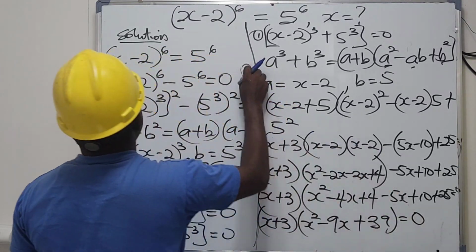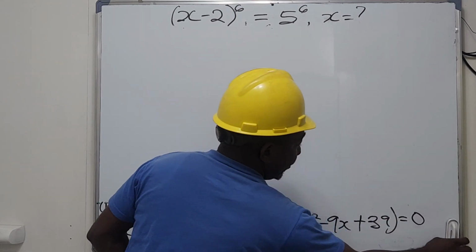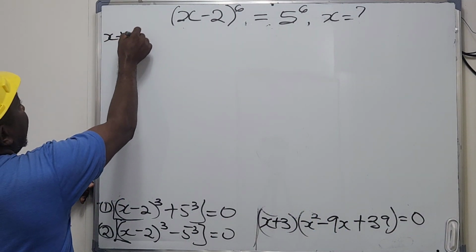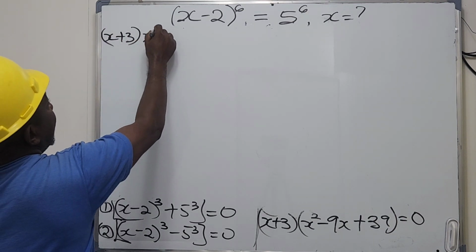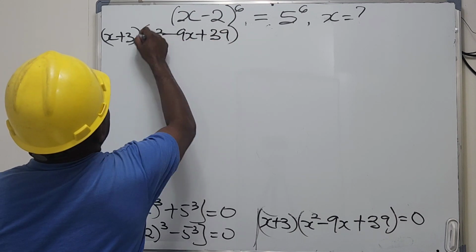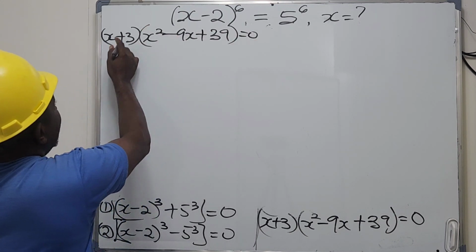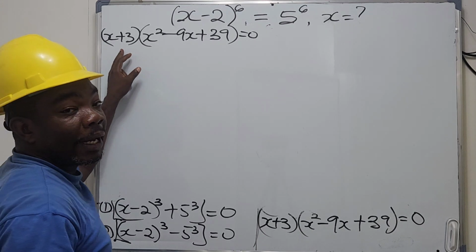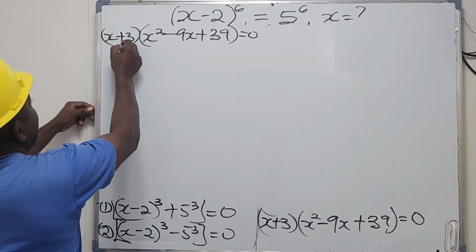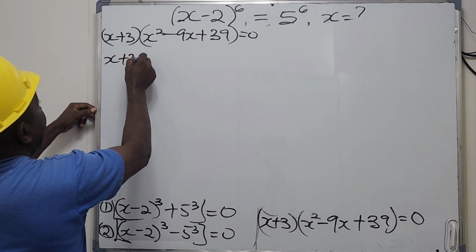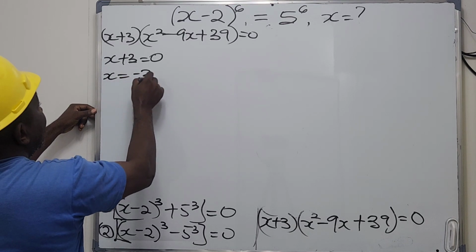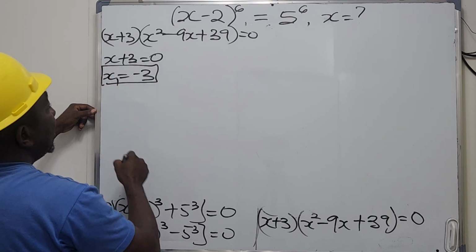In that case, we need to clean this for us to continue our evaluation. So from there, we are having x plus 3 all into x to the power of 2 minus 9x plus 39, all equals to 0. So we need to take this one first. As we said, either the first parenthesis equals to 0 or the second parenthesis equals to 0. So the first parenthesis, which is this, x plus 3 equals to 0. And here we have x equals to minus 3. So this is the first value of x that we have.